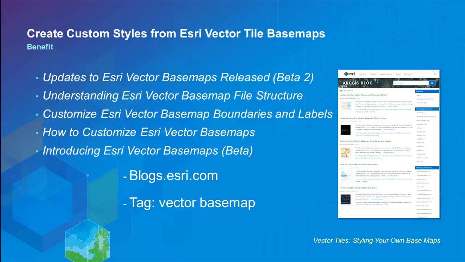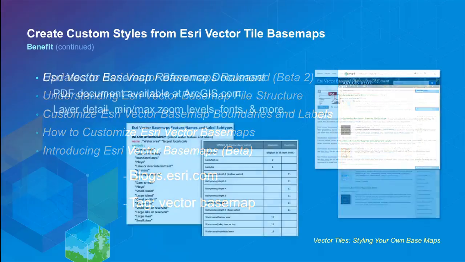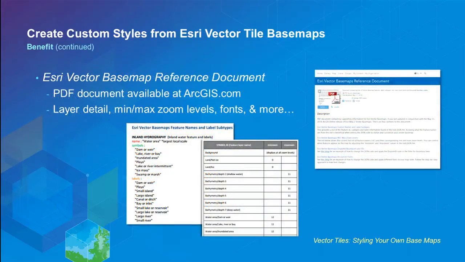We've published a number of blogs. Here's just 5 that we have out there. You can search the tag vector base map. This is another thing that's on the handout up here. And then we also have a reference document that's linked from one of the blogs, and also I think it's linked from the map items of the vector tiles. That goes through and tells like the min-max zoom, the fonts that we're currently supporting in the tile set, and things like that.